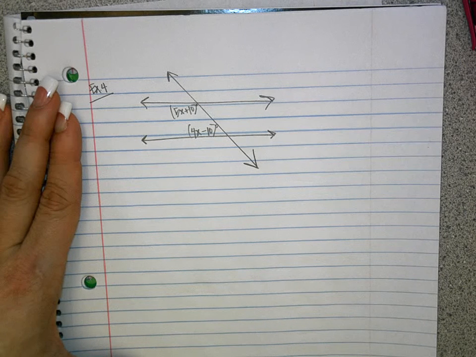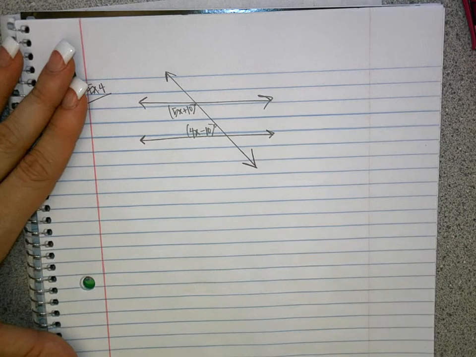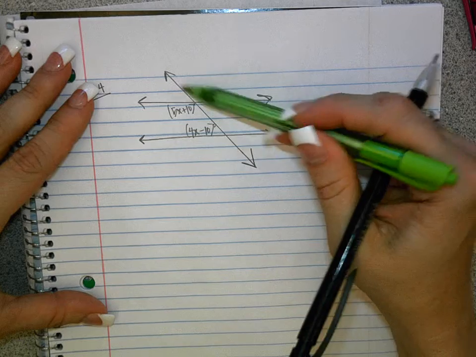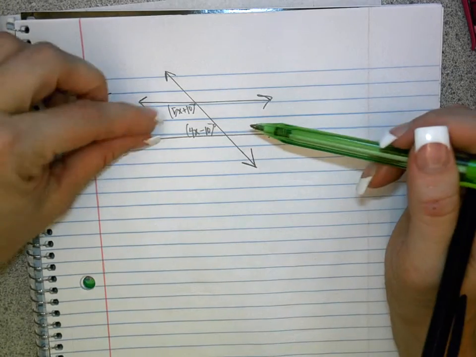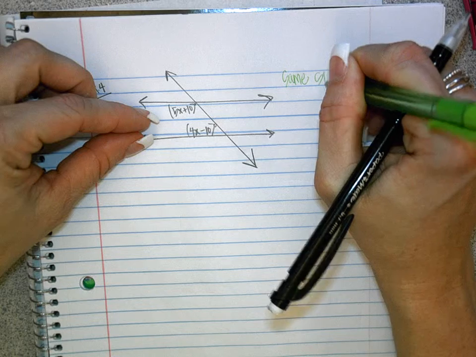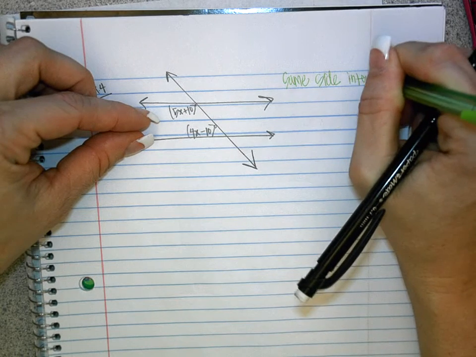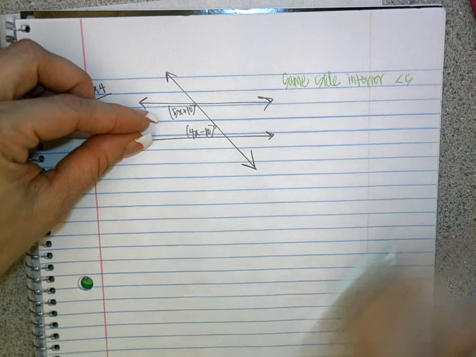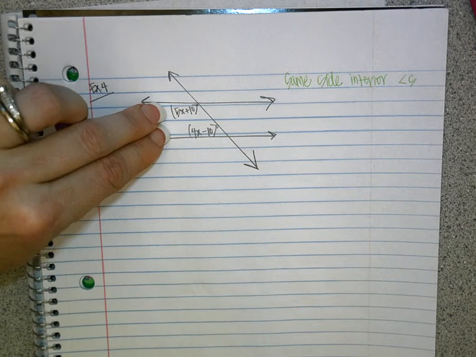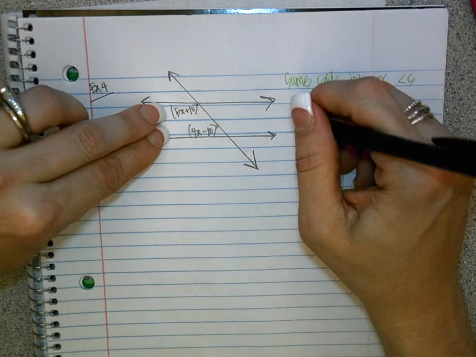What type of relationship would you say that these two have with each other? These are same side interior. So same side of the transversal inside the parallels. And what do we know about same side interior angles? The sum of them, so when you add them together, they equal what? 180. Doesn't matter which one you write first.